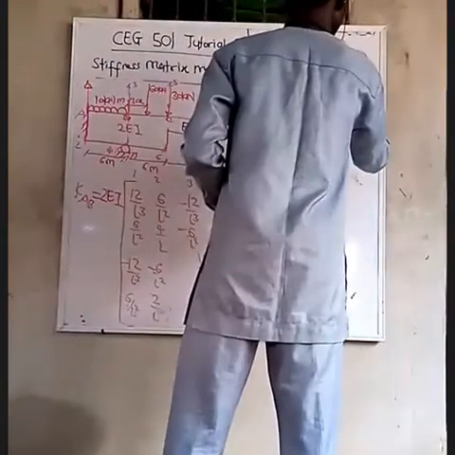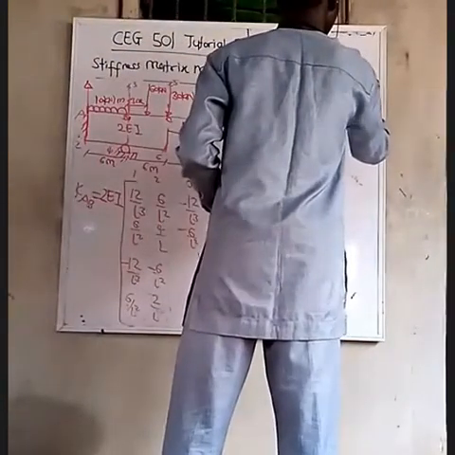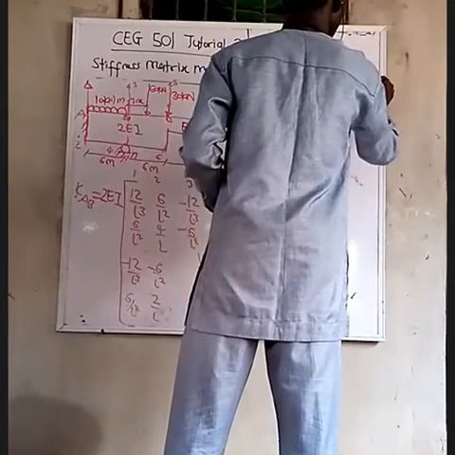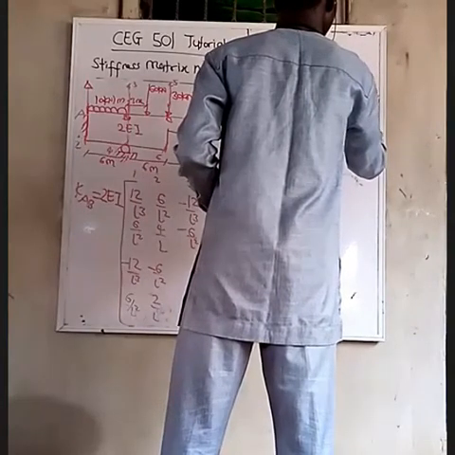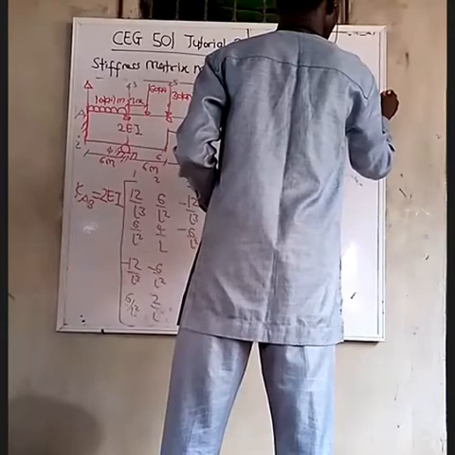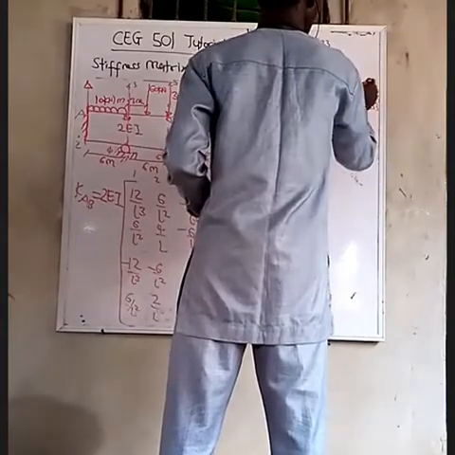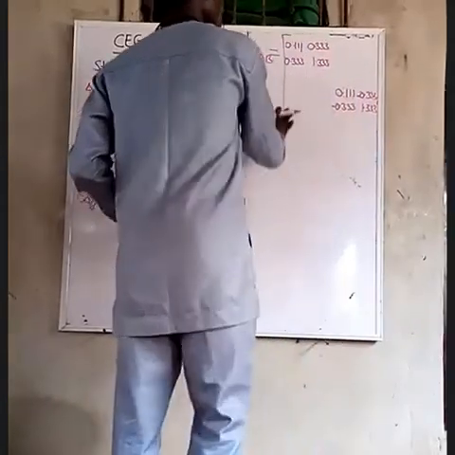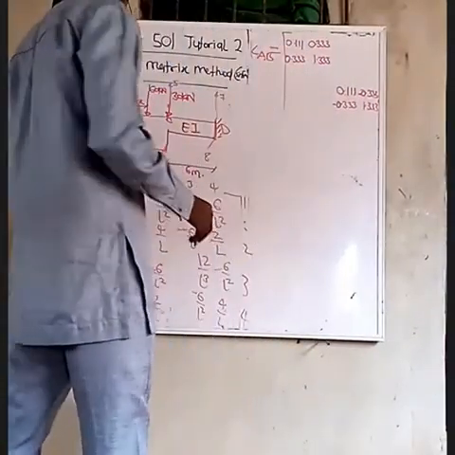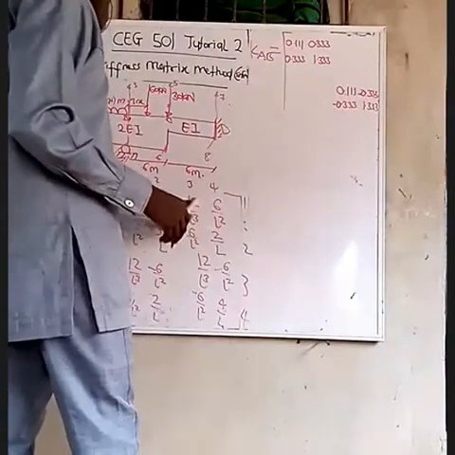1.333. So that is that. You bring it here, 0.111, 0.333, 0.333, 1.333. Negate the diagonal. It will be the same.